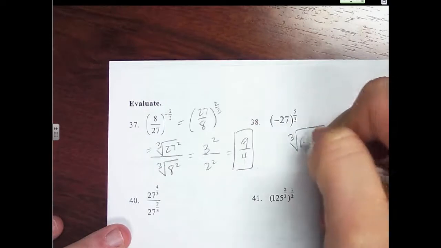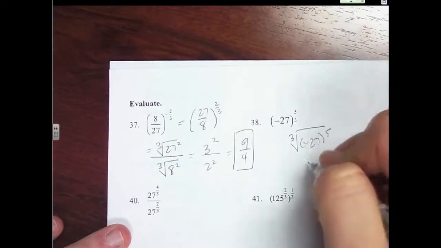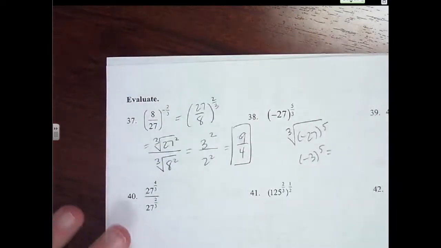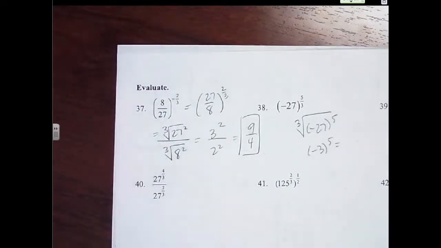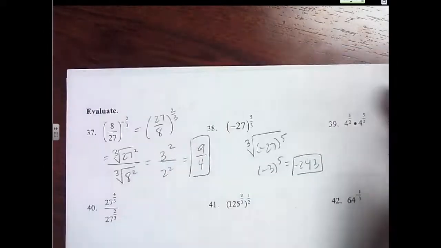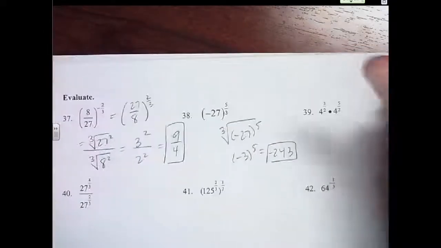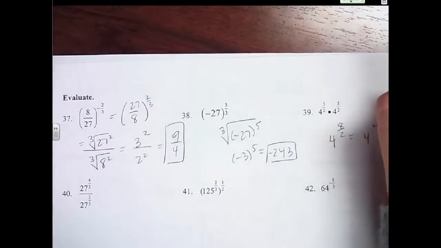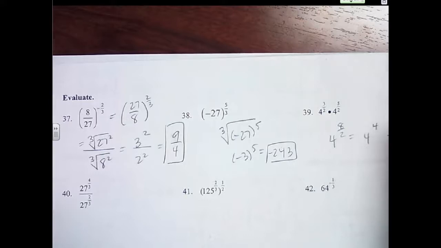This one is just cube root of negative 27 to the 5th. So that's going to be negative 3 to the 5th. Oh, I don't know what that is. Let's see, 81 is to the 4th. 243, sorry. Negative 243. Number 39, we're going to add exponents. So that's going to be 8 over 2, which is 4 to the 4th, which is 256.